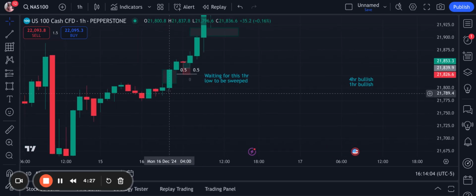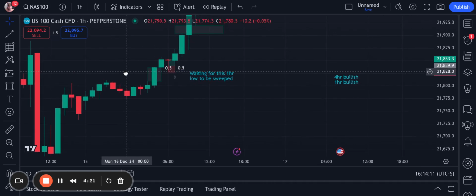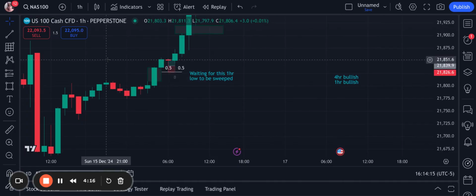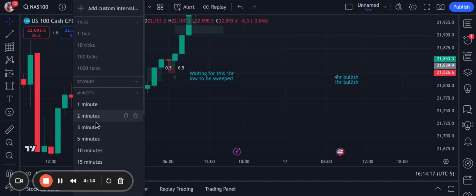Anyways, price had made this 1 hour fair value gap here, which is just a box. That's all I need to really look at. Then I was waiting for price to enter into this fair value gap, which price did with this candlestick. So we can go into the lower time frame.